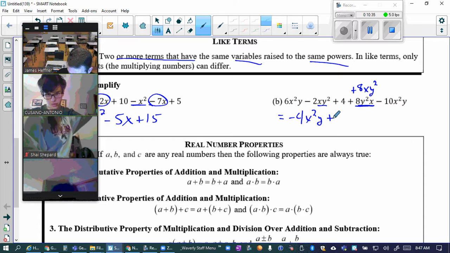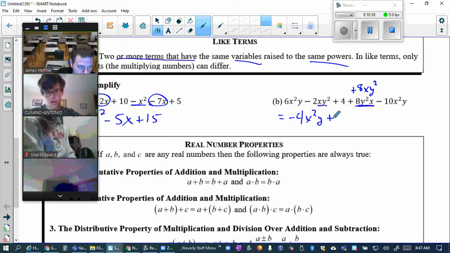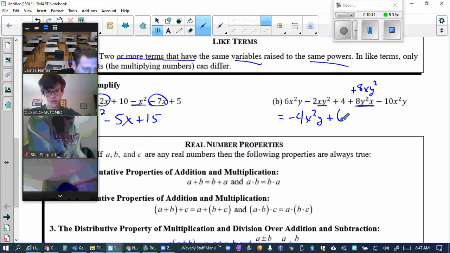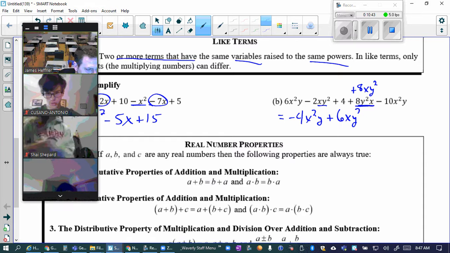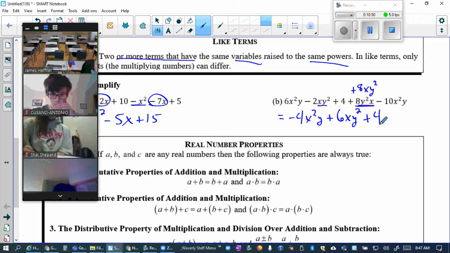6x y squared, right? I'm going to write it like this, if you don't mind. Same thing, right? All right, go ahead. Plus 4. Everybody good? Does anybody have a question on that? Because you can kind of rewrite this one so it looks the same as that. They are like terms. Okay.